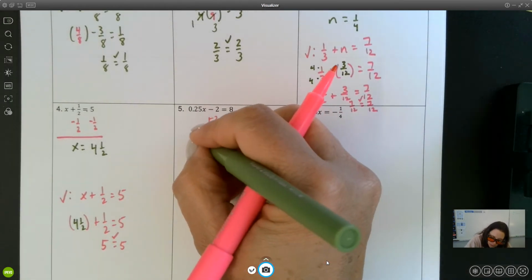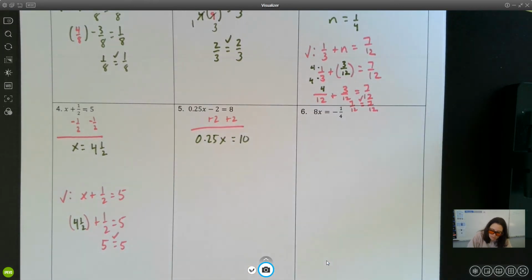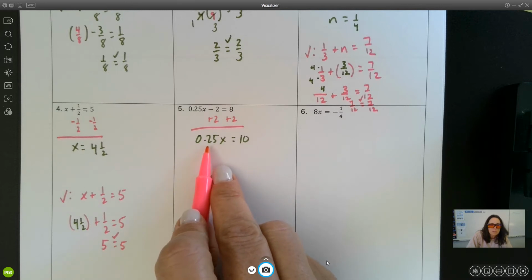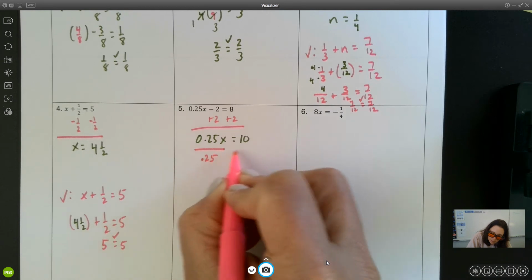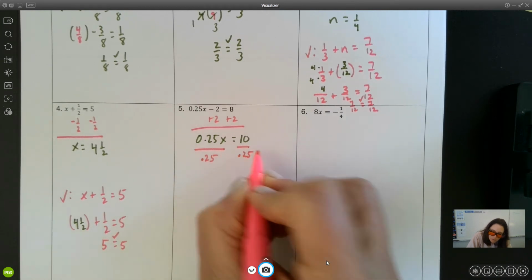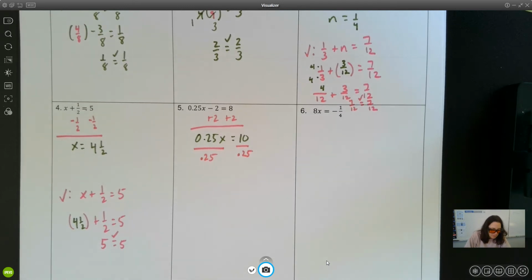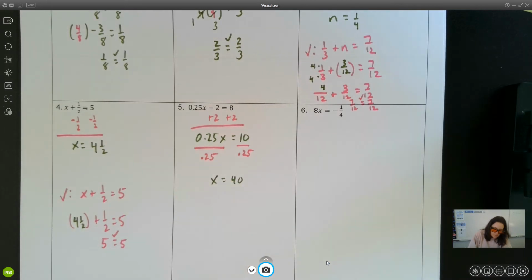This would be 0.25x equals 10. Okay, now if x is being multiplied by 0.25, wouldn't we divide by 0.25? Okay, and it's okay to use a calculator if you have decimals. Okay, this would end up being, you should see, 40.